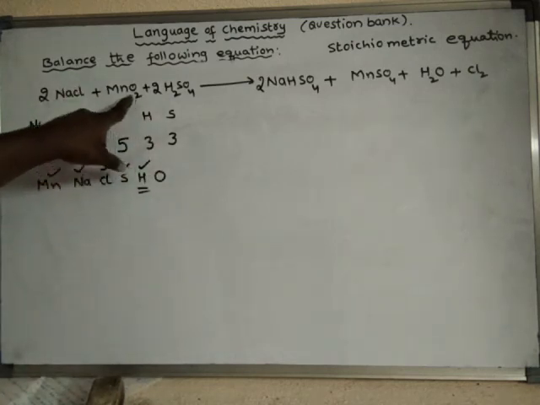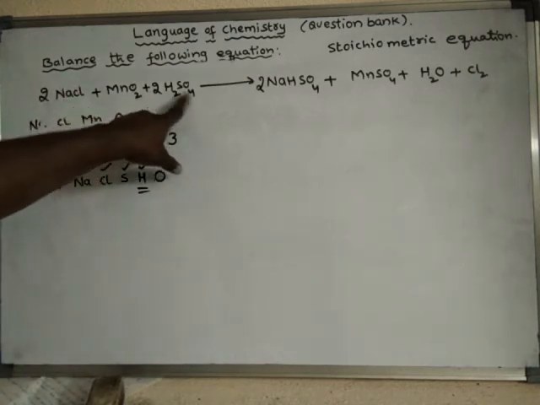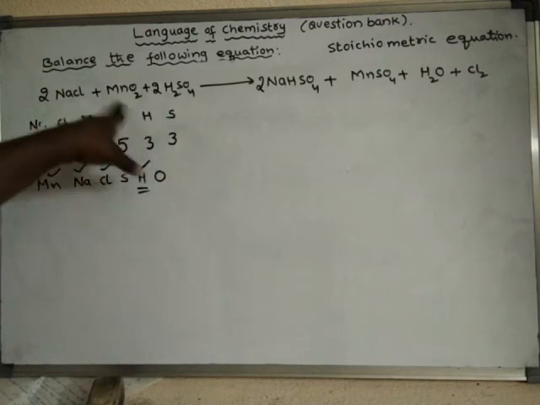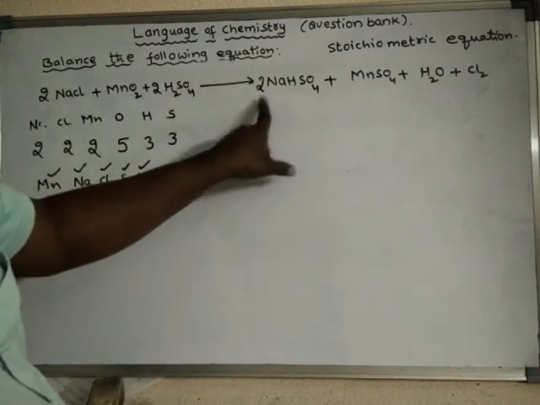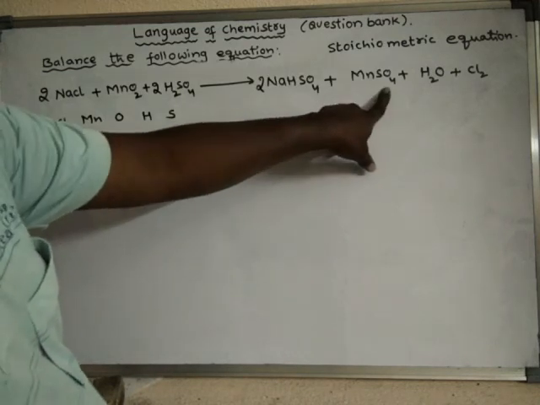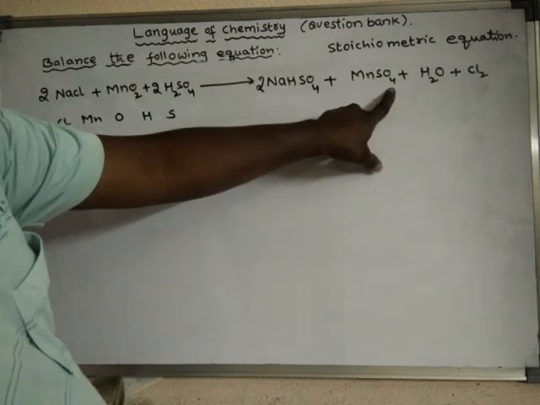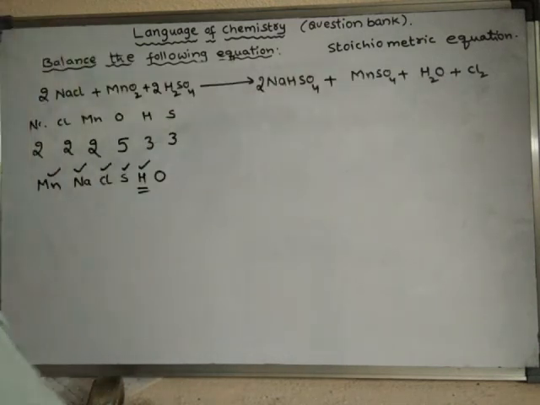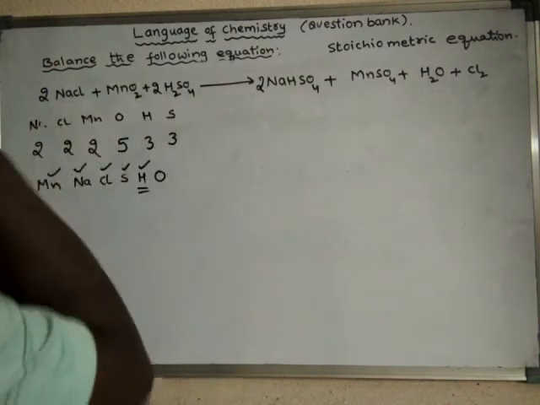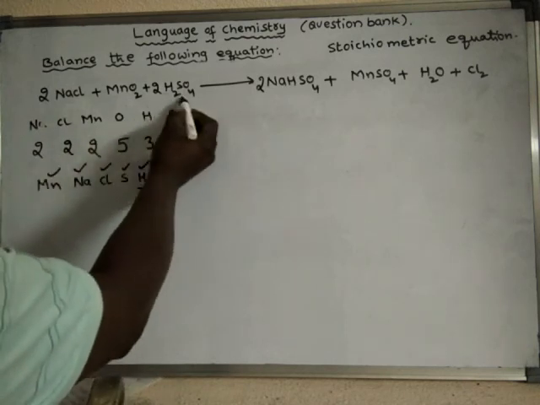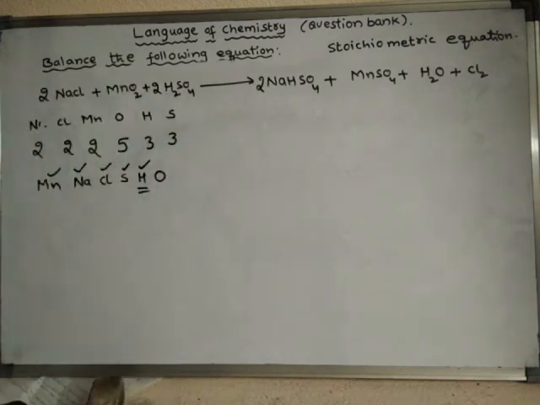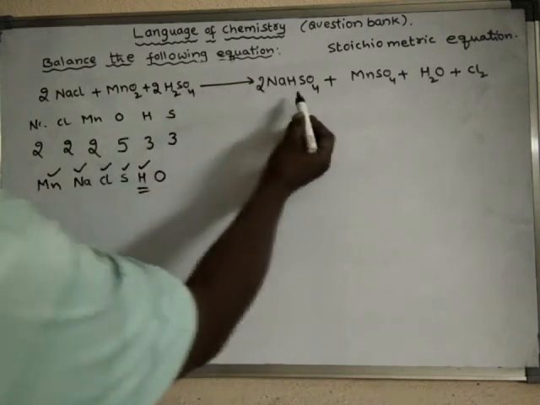Now check for oxygens. How many? 2 oxygens and 8, so altogether 10 oxygens are there. Here 8 plus 4 is 12, and 13. 13 oxygens are there towards that side. And here how many? 8 plus 2 is 10. So is there any mistake? See sulfurs, 2 sulfurs, 2 sulfurs.